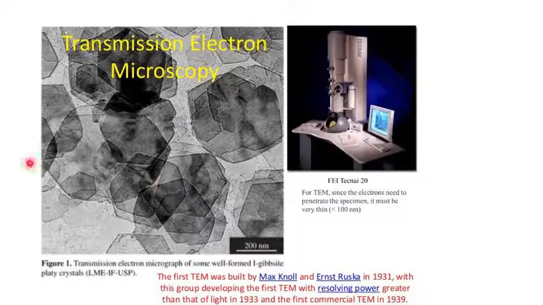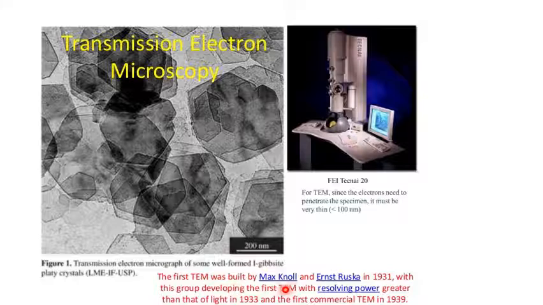This is the image of transmission electron microscopy. A transmission electron micrograph of some well-formed gibbsite clay crystals. This is some type of crystal whose structure is seen here in the transmission electron microscope. This is the image of the transmission electron microscope. It is connected with a computer and the image will appear on the computer.